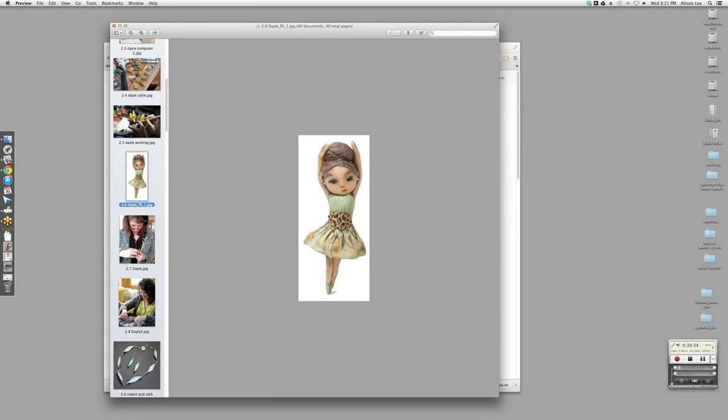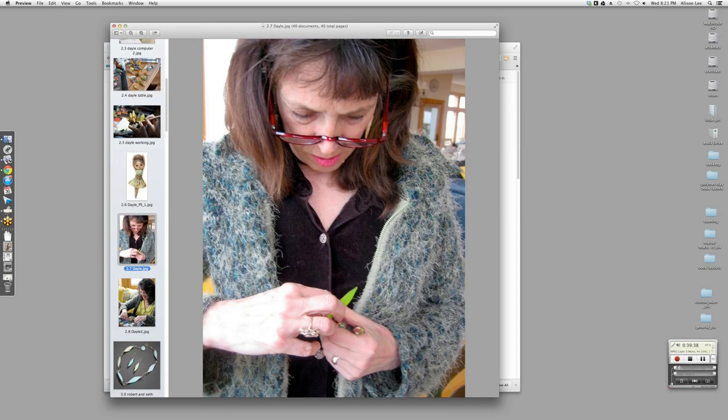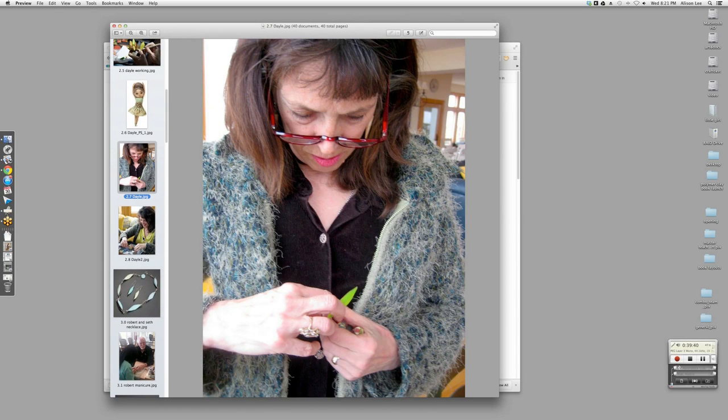Let's see here. Yes, Dale's looking mighty fine there, in one of the beautiful figurines made by Ms. Leslie. There's Dale at work right there.